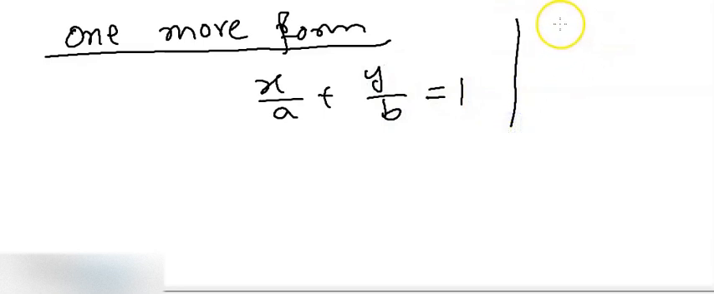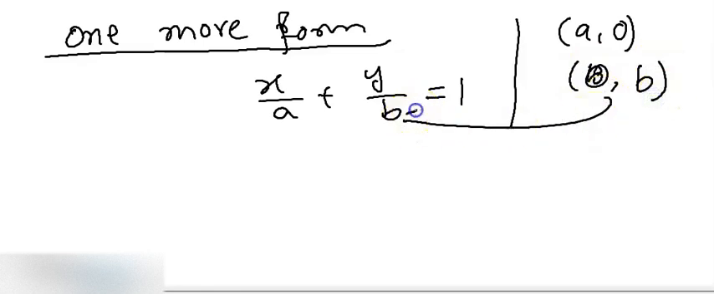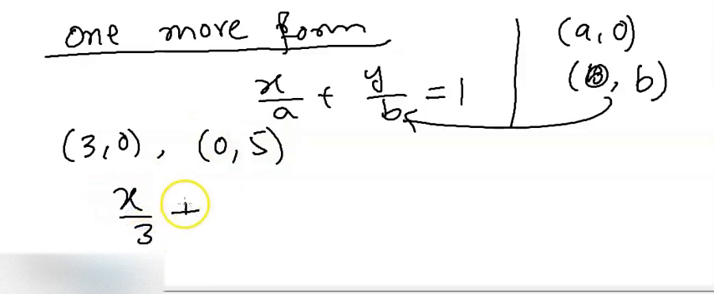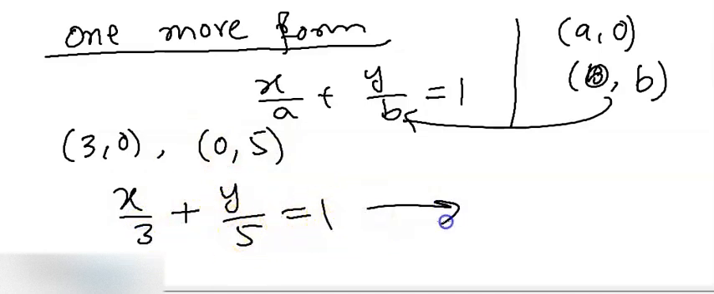People also use one more form, that is the two intercept form, that is x over a plus y over b equal to 1. If you are directly given two intercepts, let's say a comma 0 is the x-intercept, and 0 comma b is the y-intercept, then the equation will be this way. For example, we have a line that is passing through 3 comma 0 and 0 comma 5, then x over 3 plus y over 5 is equal to 1 is the equation of the line, which is in the two intercept form. Now I have another question that we will solve, and then we will move on to exercises.